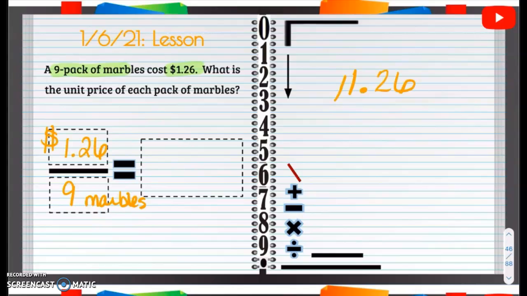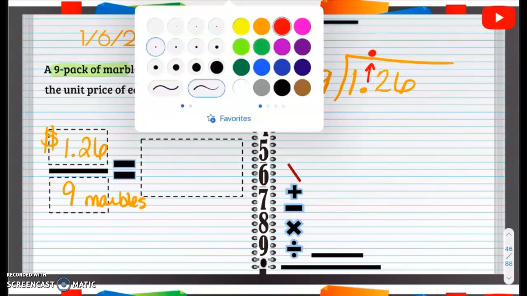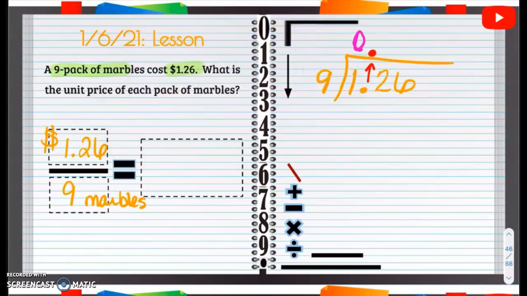$1.26 divided by 9. When we have division and we only have that decimal on the inside of our house, we're going to pop that decimal right up. Now, 9 cannot go into 1, so I'm going to put that 0 there because it can't go into 1. 9 can go into 12 one time. 9 times 1 is 9. 12 minus 9, 9, 10, 11, 12 is going to be 3. And then I'm going to be able to drop that 6.